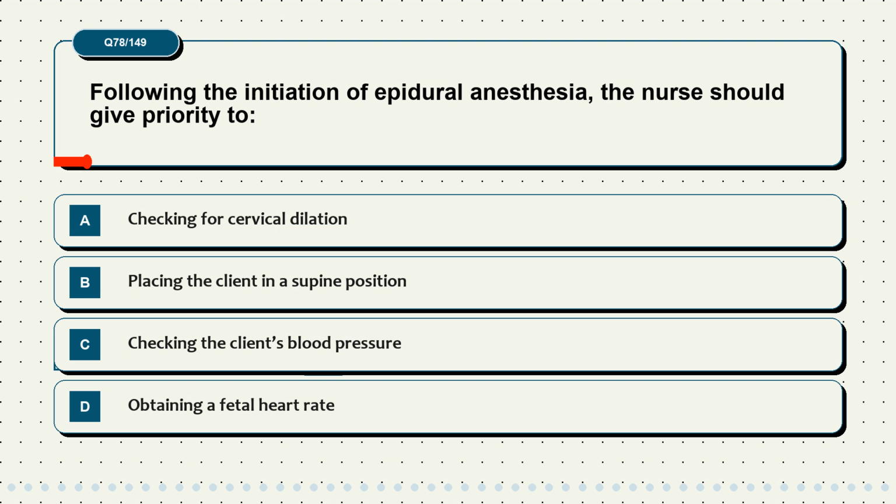Question 78. Following the initiation of epidural anesthesia, the nurse should give priority to. Here are the options. Option A. Checking for cervical dilation. Option B. Placing the client in a supine position. Option C. Checking the client's blood pressure. Option D. Obtaining a fetal heart rate.